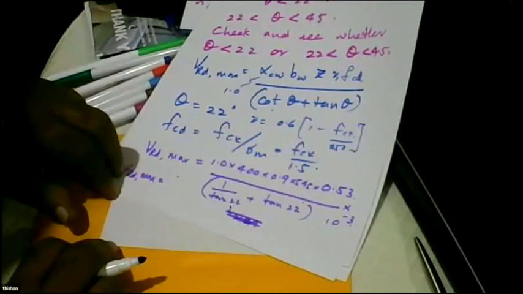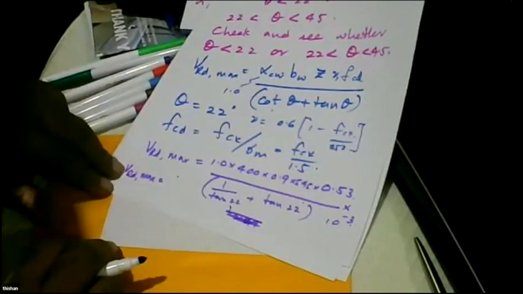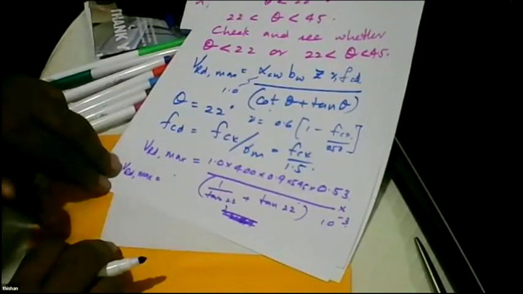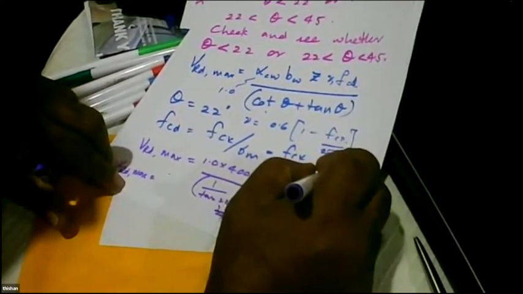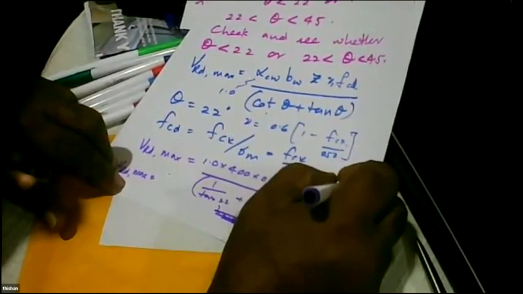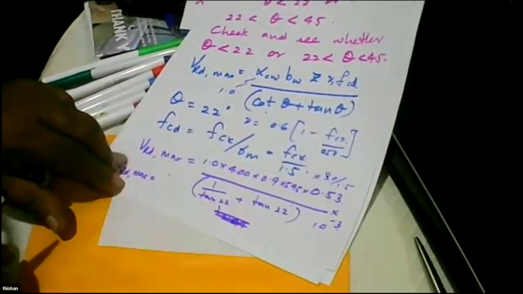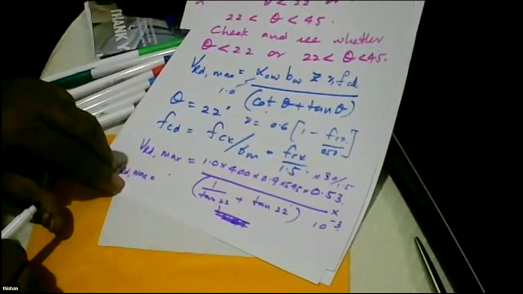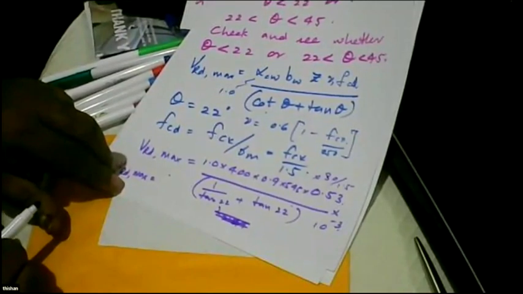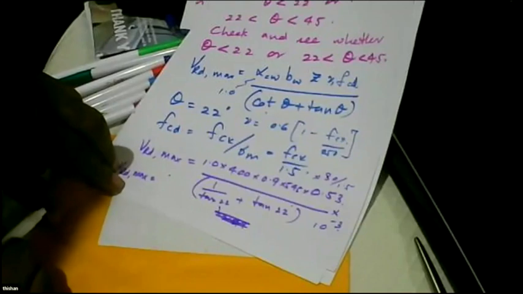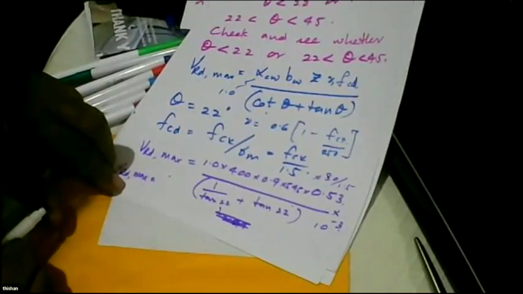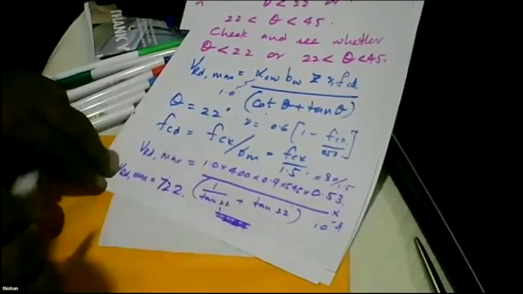Sir, I think you missed FCD. Yes, you missed FCD, sir. FCD? Yes, that's the reason. Multiplied by 30 divided by 1.5. Multiply the whole thing by FCK divided by 1.5. It's missing. Now, what is the answer? I'm sure you are getting 450 or something, or 600. 722, I got. Okay, good. That's the correct answer.